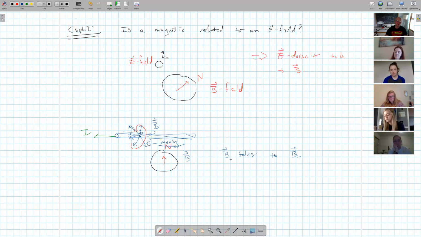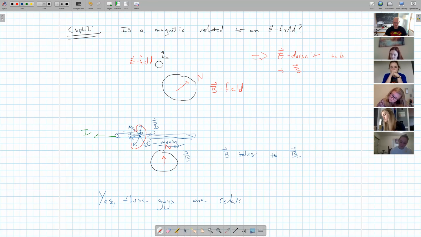So basically, what this implies is that even though this experiment tells us that no, E and B shouldn't talk to each other and shouldn't be related to each other, it actually tells us the opposite: as long as E is moving, it will create and talk to a B. Okay? So the overall answer is actually yes, these guys are related to each other.